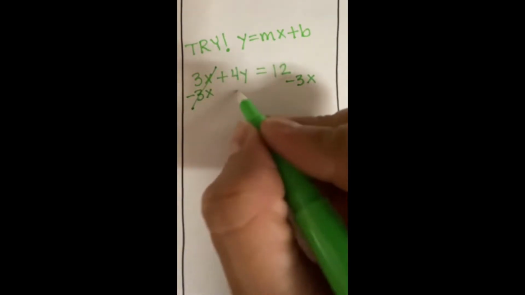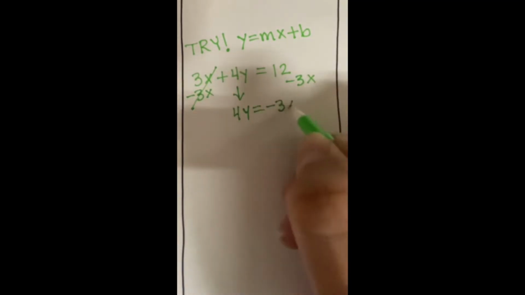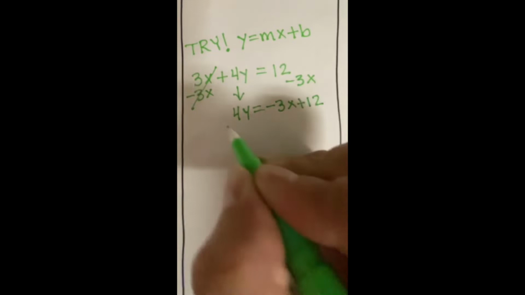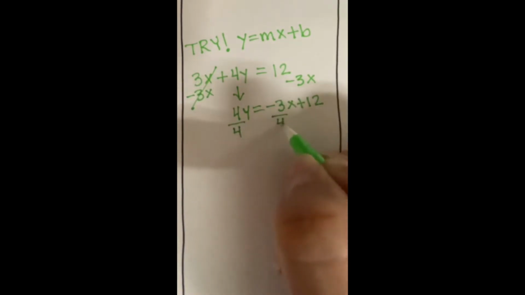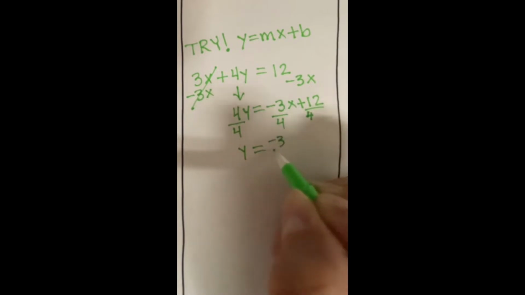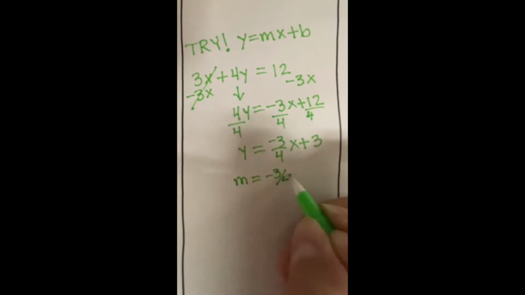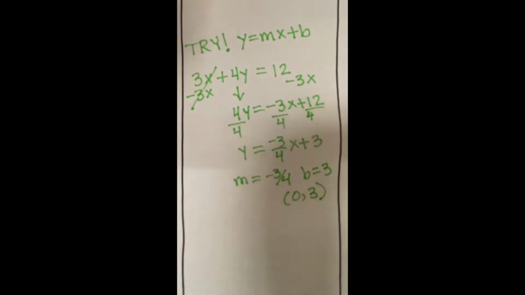That crosses out. Bring down the 4y. Then we're going to write the slope first, so 3x, then plus b. Then divide everything by 4. And we're going to get y equals -3/4x plus 3. And then your slope is -3/4, and your b equals 3. If you write it as a point, it would be (0, 3).